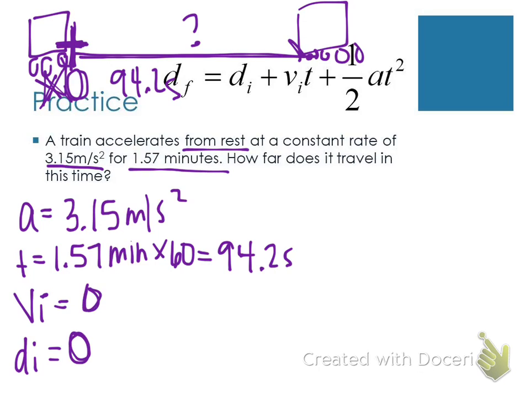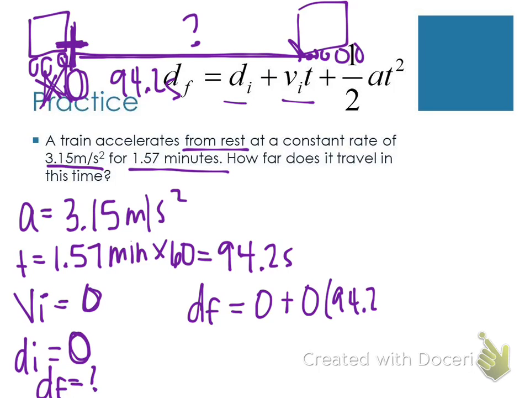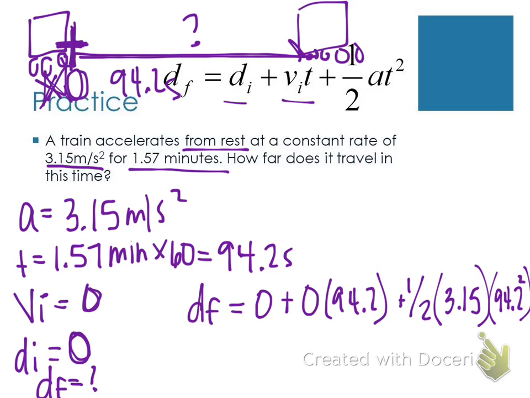So initial displacement is 0, initial velocity is 0. That makes our equation a lot easier, right? That takes out 2 whole terms of our equation. We're solving for final displacement, in meters. We only square the time unit. This middle term right here, anything times 0 is what? 0. So we can just take that out as well.